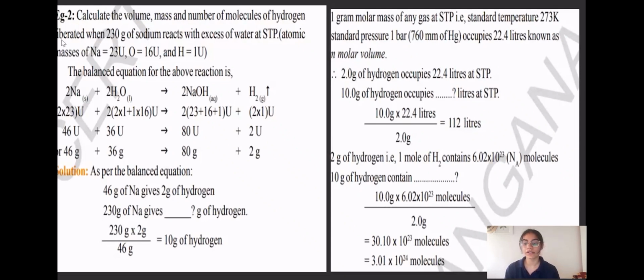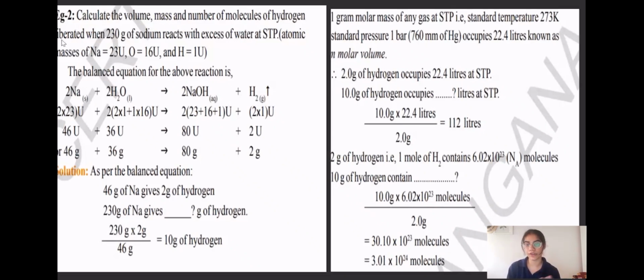So we know that 112 liters is how much 10 grams of hydrogen will occupy at standard temperature and pressure. 2 grams of hydrogen, which is 1 mole of H2 from the given equation we got. So we know that 1 mole or 2 grams of hydrogen will contain how many particles? That is 6.02 into 10 to power 23, Avogadro's number. So 10 grams of hydrogen will contain 10 multiplied by the number of Avogadro's constant divided by 2 grams. That will give you 30.1 into 10 to power 23 molecules.